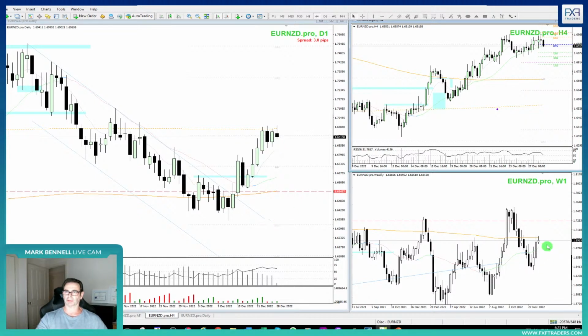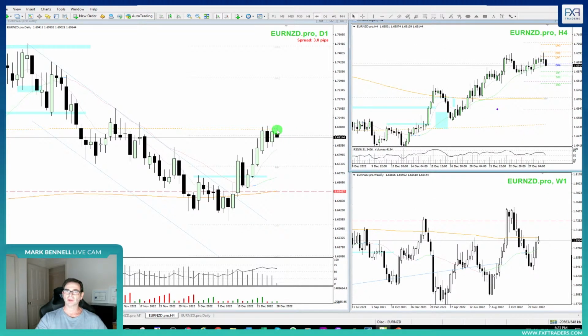Euro New Zealand, look, right at the 200. No, so leave that one. There you can see it's clearly getting rejected, plus it's slightly extended. Would be good in a day or so, a couple of days.